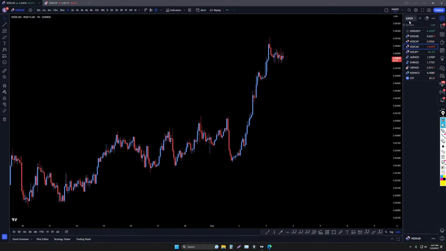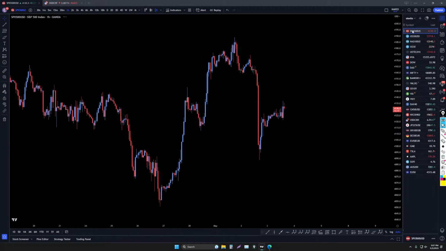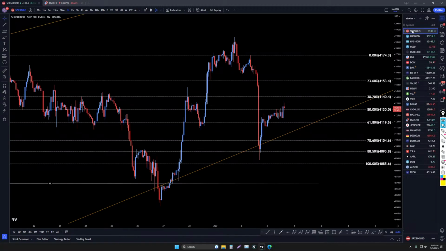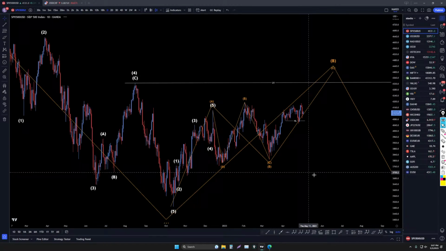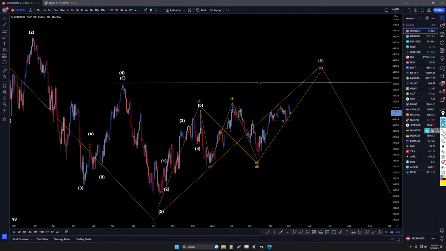So let's go look at the S&P 500 real quick, because that was requested by one of my Patreon members yesterday, so I want to make sure I don't forget to look at that one. Let's head out to the daily. Now I am still very bullish on the S&P 500.